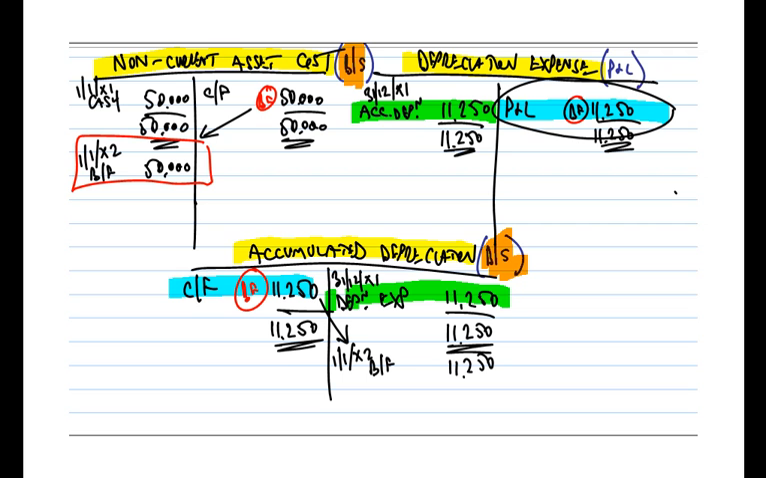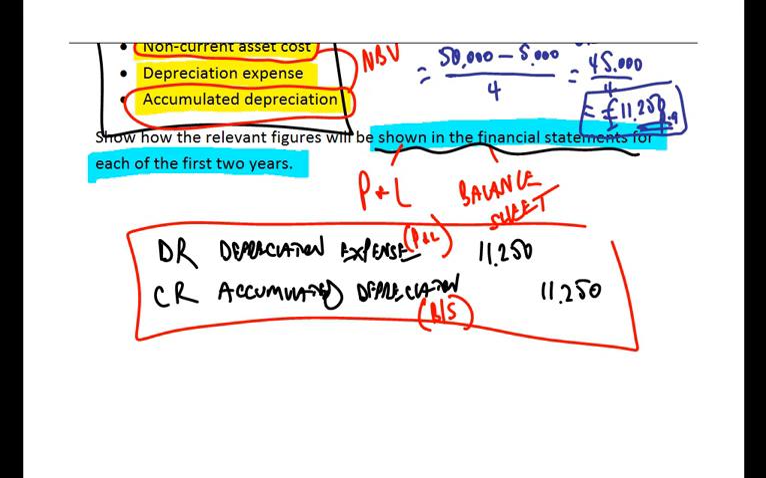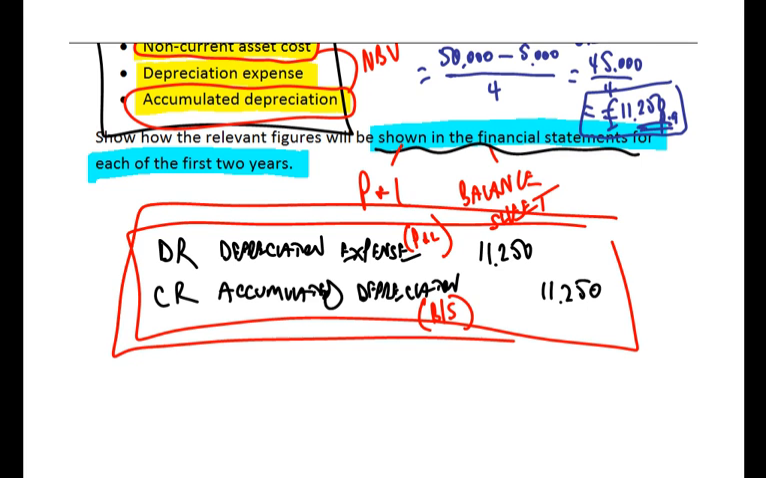That's already sitting there. But what we do need to post is the second year's depreciation charge, and it's actually going to be exactly the same double entry. Remember, with straight line, it is the same charge each year. So I'm going to now debit the depreciation expense and credit the accumulated depreciation. I'm just doing this now at the end of the second year.